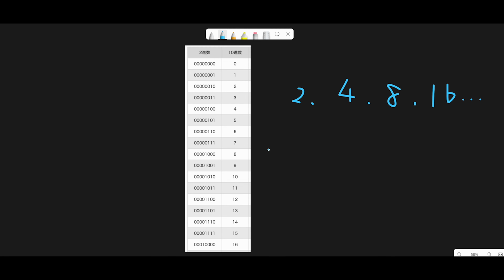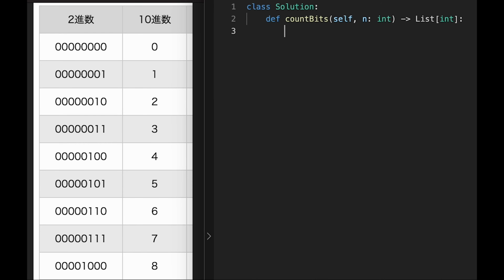Yeah, so that is the basic idea to solve this question. So with that being said, let's get into the code. Okay, so let's write the code. First of all, initialize the DP list with 0 multiplied by n plus 1. And then let's say the subtraction number starts with 1. And then start looping for i in range 1 to n plus 1.